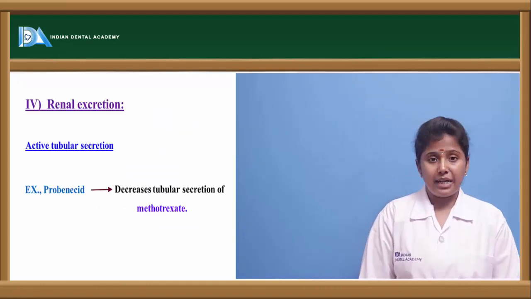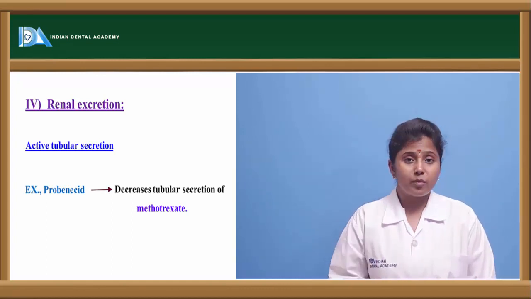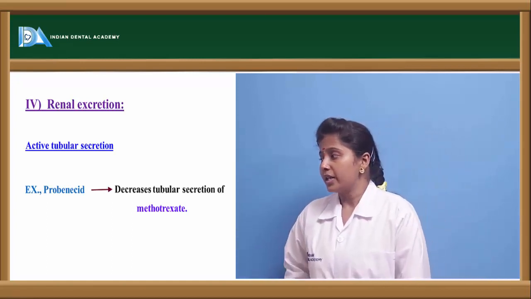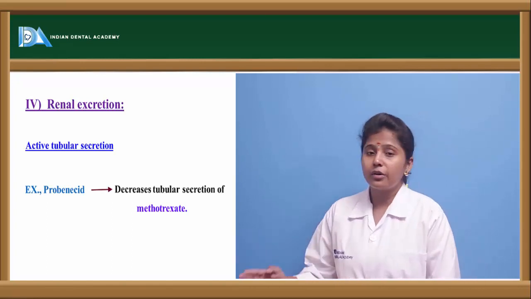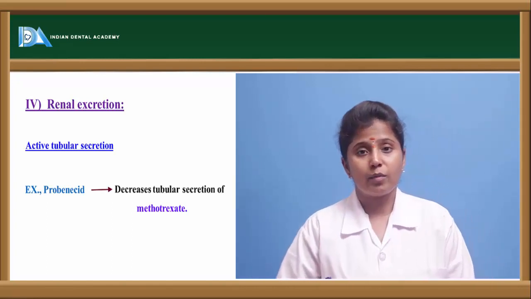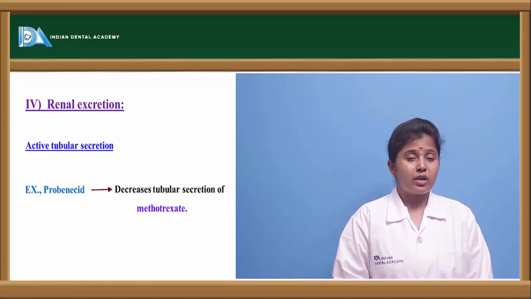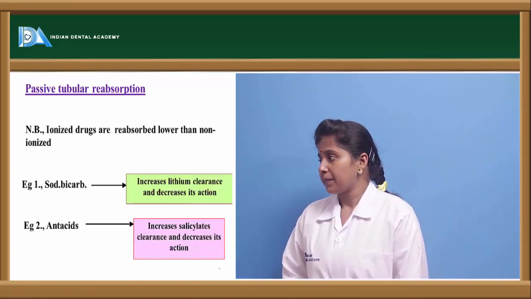The other one is renal excretion. A few drugs won't allow other drugs to get out of the body. They won't allow the excretion of other drugs. For example, a drug like probenecid won't allow the drug methotrexate to be excreted out of the body. If it is not getting eliminated out of the body, then it remains in the body for a longer period of time, leading to the toxicity of that drug.